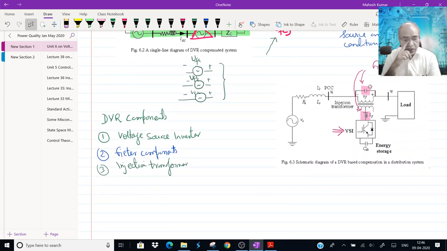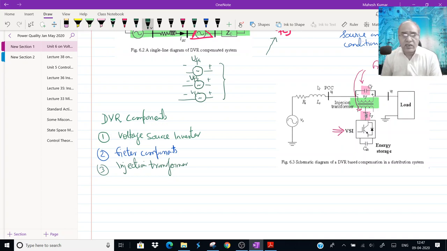Okay, so in this figure, where is the injection transformer? The injection transformer is here. It injects voltage through the secondary of the transformer, which is in series with the load and the source, in the line with the source and load. So this transformer provides the injection of the voltage. In the primary we inject voltage, and the secondary is placed in line with the load.